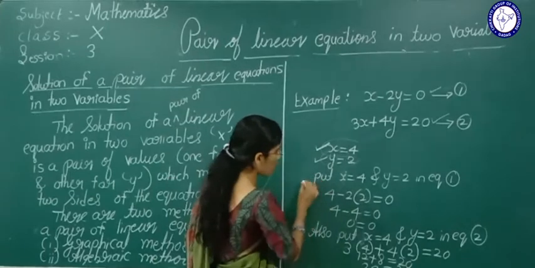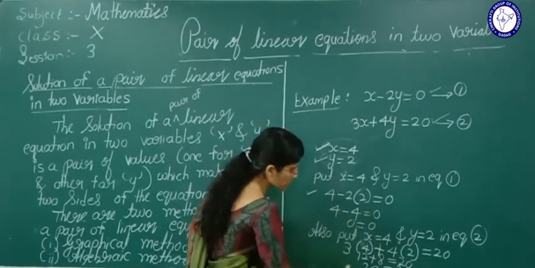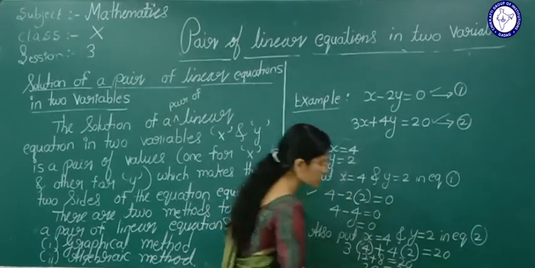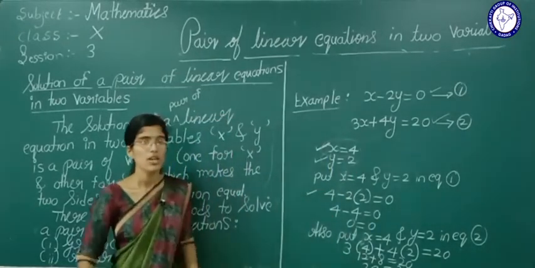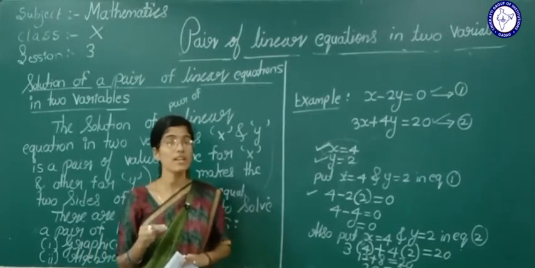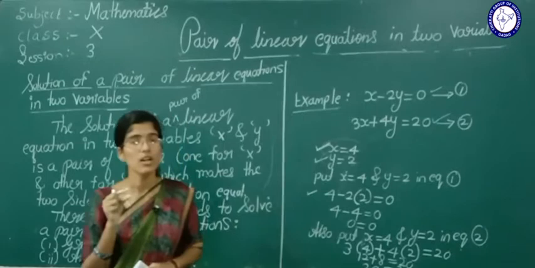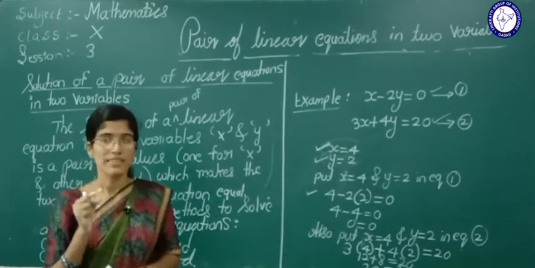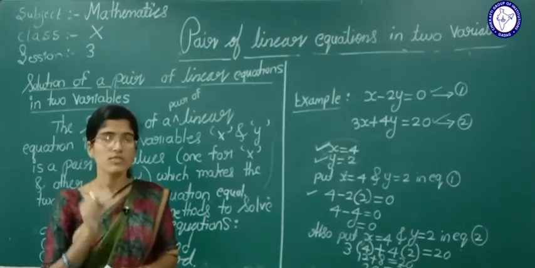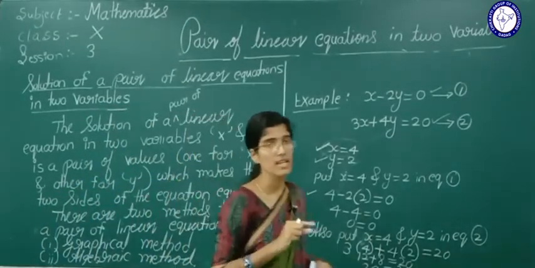For equation number 1, the two sides are equal. For equation number 2, the two sides are equal. What I am telling is, you have to find the solution of x and y in such a way that both the equations satisfy those values. Then those values are nothing but the solution of those equations.